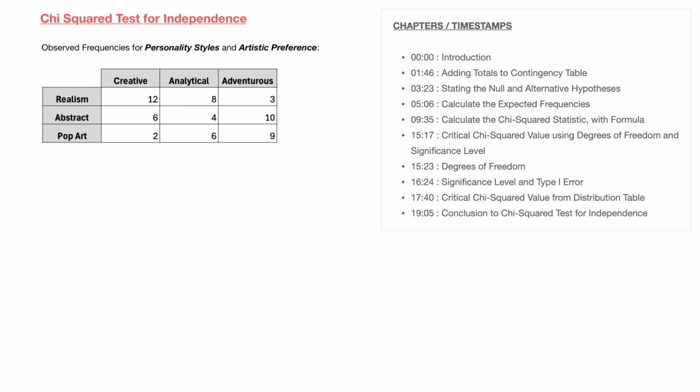And put simply, there's a lot to cover. Indeed, we'll start by learning how to state the null hypothesis as well as the alternative hypothesis. We'll see how to calculate the expected frequencies. I'll then be showing you how to compute or calculate the chi-squared statistic by hand. We'll then see how to determine the degrees of freedom that we have, as well as how to use that value alongside the significance level chosen to find the critical chi-squared value. And of course, we'll finish by seeing how to draw our conclusion for our chi-squared test for independence.